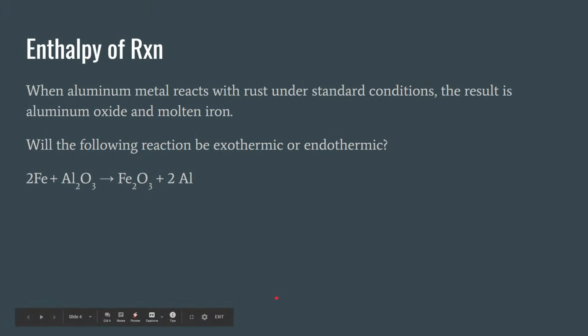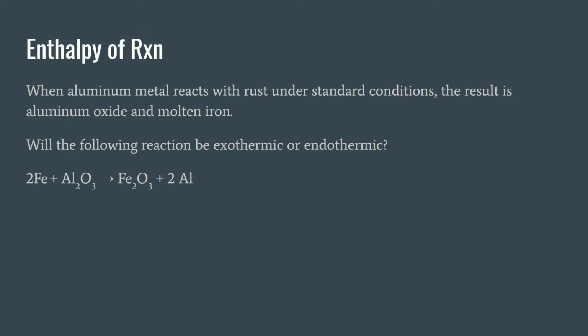Now, enthalpy of reaction. We can do the exact same thing for reactions. When aluminum metal reacts with rust under standard conditions, the result is aluminum oxide and molten iron. Will the reaction be exothermic or endothermic? This is the thermite reaction, and it is pretty awesome to see. Like I said, it produces molten iron. They use this very carefully to weld sections of railroad together so that they don't fall apart.